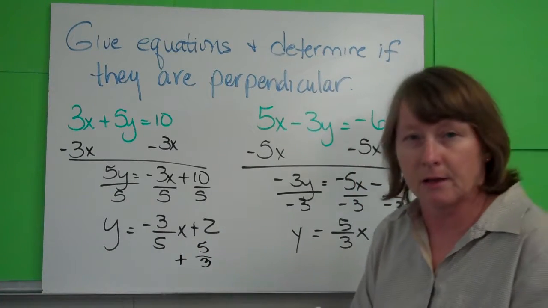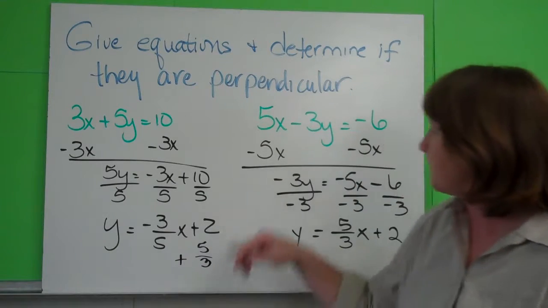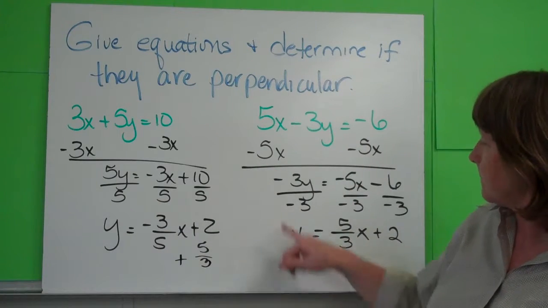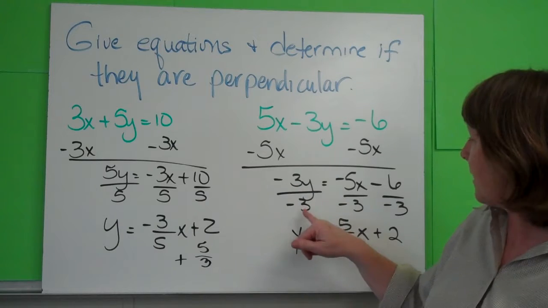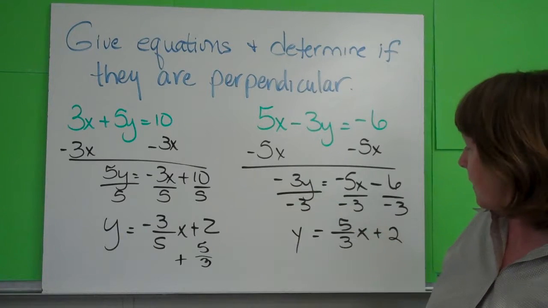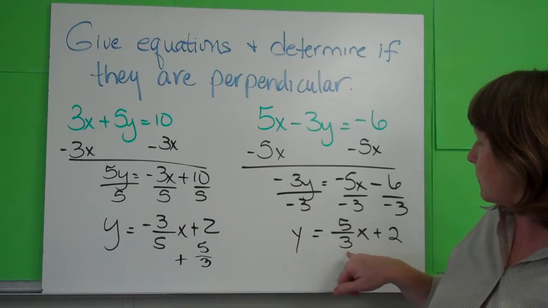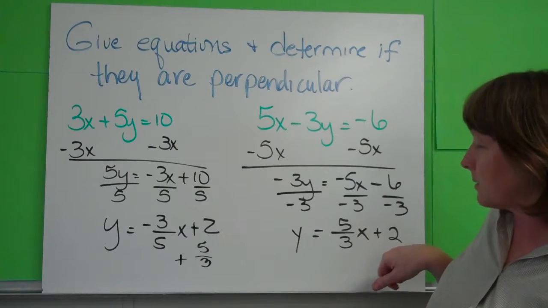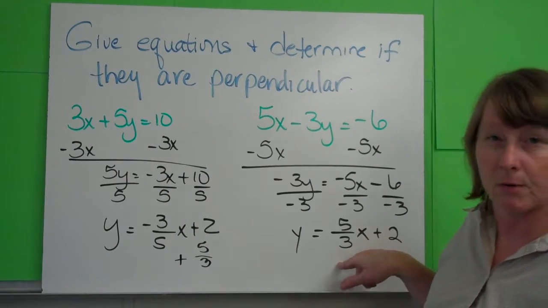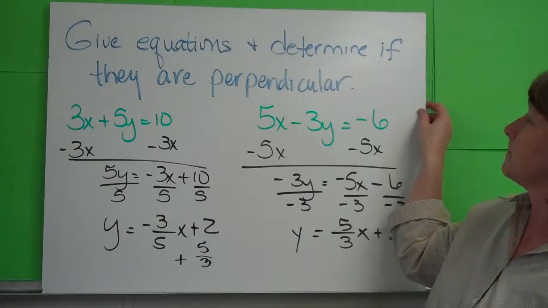So let's look at the other equation and see if that's what we have. Subtract 5x. And then we have to divide by 3 to get rid of the coefficient in front of the y, and we now see it's y equals 5/3 x plus 2. That is the opposite reciprocal, therefore they are perpendicular.